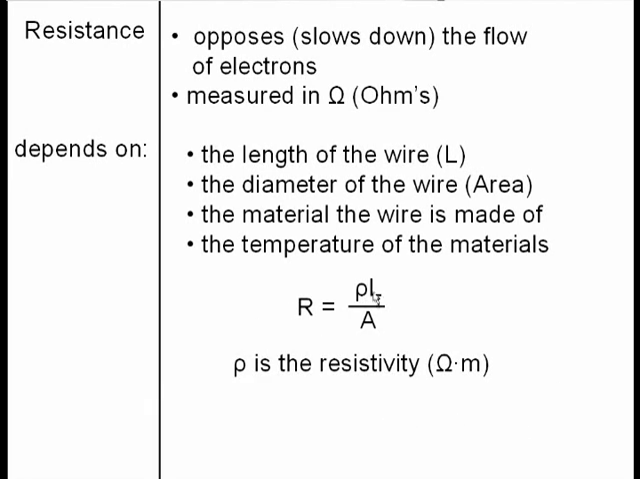All right, the last thing in the formula, this is the Greek letter rho, as in row your boat. And it is the symbol we use for the resistivity. The resistivity is the number that goes along with the different material. Each material has a different resistivity to it.